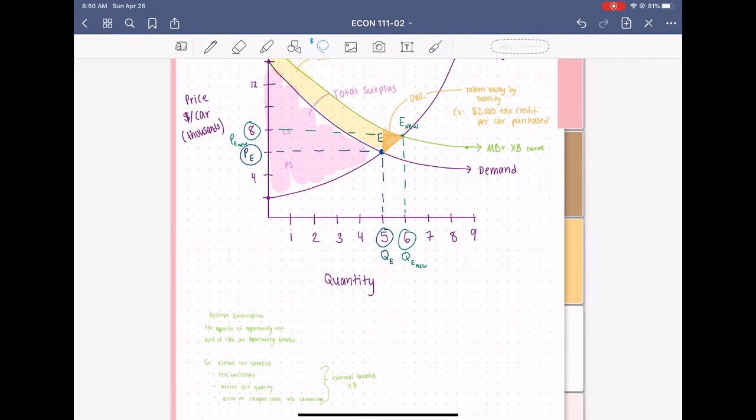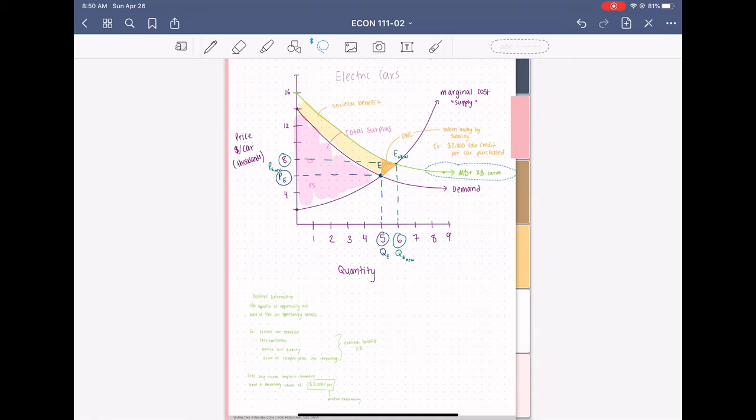Coming back to this graph, that's this line right here that says marginal benefit plus external benefits curve. So we have to look back at our original graph. This pink highlighted portion, that's your total surplus, which as we know is divided into consumer surplus and producer surplus. Once you add this curve, you get this yellow portion, which is societal benefit. Now, you do have a deadweight loss indicated by this orange triangle, but that can be taken away by government subsidies. So, for example, a $2,000 tax credit per electric car purchase.